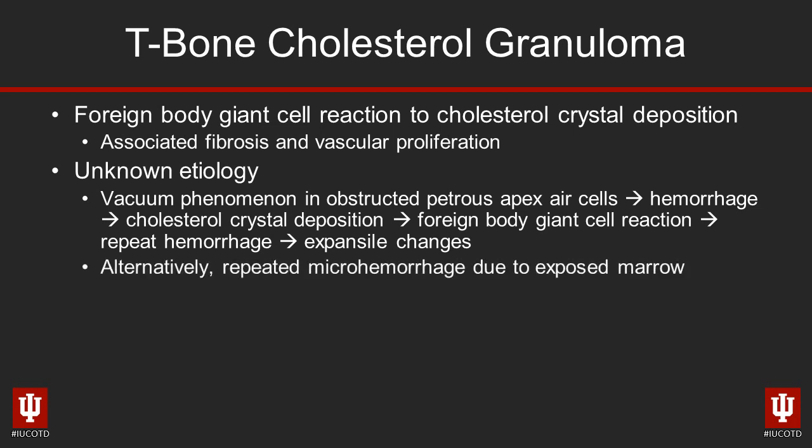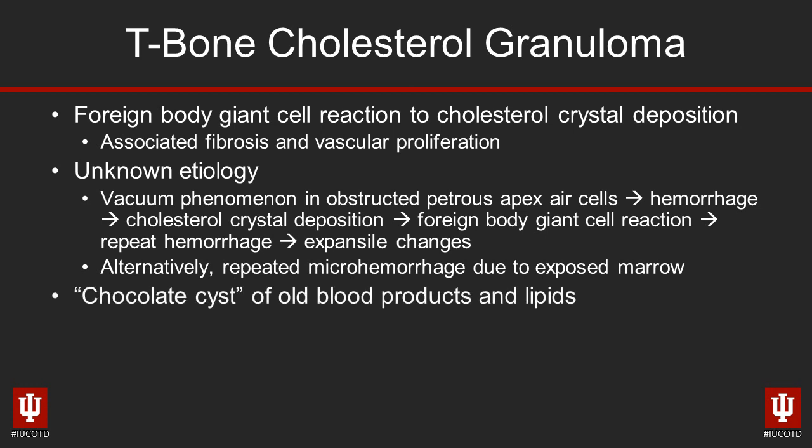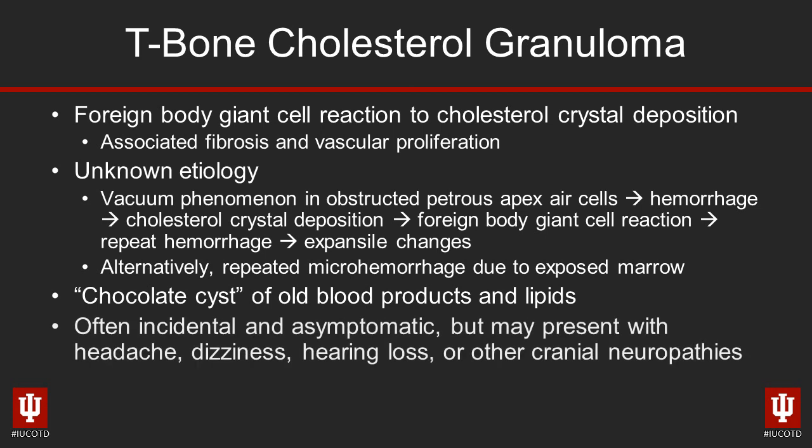The other thought is it may have to do with repeated microhemorrhages due to exposed bone marrow. Regardless of what exactly is causing it, it's the same effect. We have this cyclical bleeding, this so-called chocolate cyst of old blood products and lipid material that gets deposited and slowly gets bigger and more expansile.